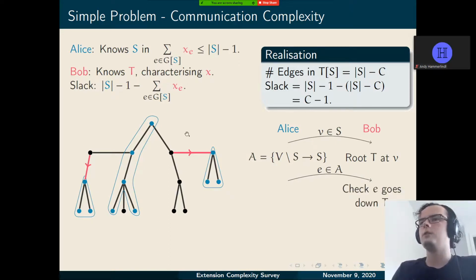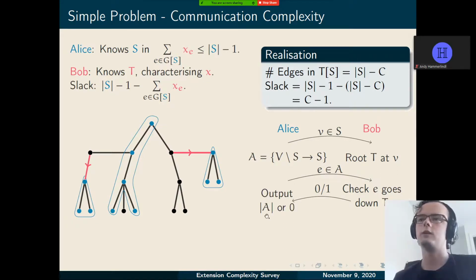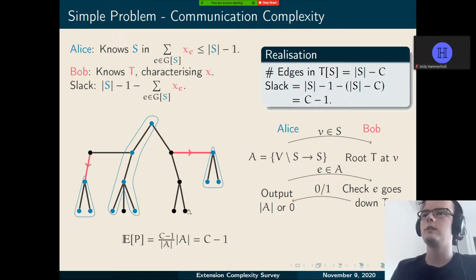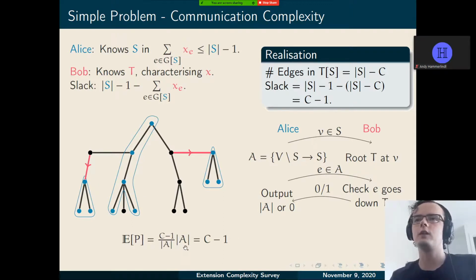Now Bob can check if that edge is in the tree, and if it is in the tree, if it actually goes down the tree. And if it does, the edge is definitely red. So Bob can respond with a 1 to signify that, or a 0 to signify that it wasn't red. And depending on that result, Alice is going to output the total number of choices she had at the start, the magnitude of A, or she's going to output 0. And we know that there were C minus 1 red edges that we could have picked out of A, and in each of those cases we output the magnitude of A. And so the expected value of our protocol, given that we randomly selected one of these edges, is going to be equal to C minus 1, or the slack that we wanted.